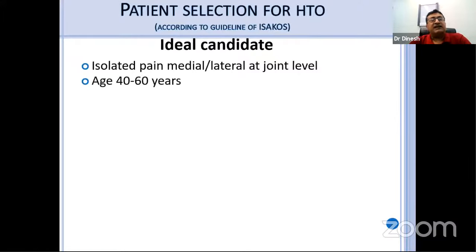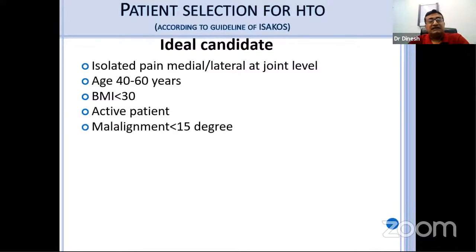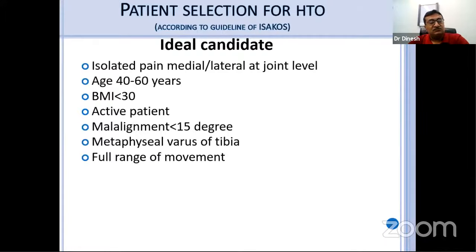Another thing, the age should be between 40 to 60 years. BMI should be less than 30. The patient should be physically active, not a very inactive kind of person. Malalignment should be less than 15 degrees. There should be only metaphyseal varus of the tibia, which Dr. Rastogi and Dr. Milind Chaudhary have already discussed. It's very difficult to find out the metaphyseal varus of the tibia. And there should be a full range of movement before doing high tibial osteotomy.